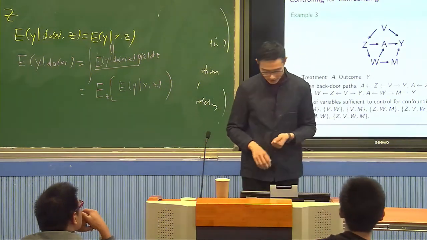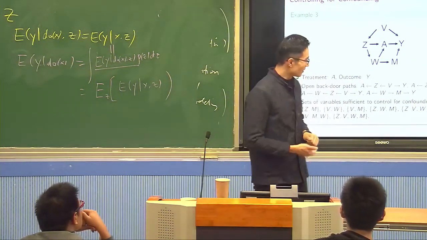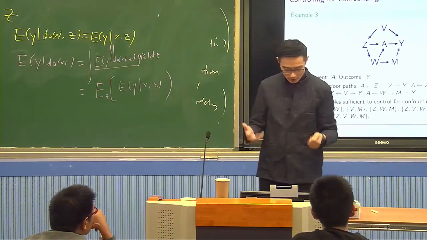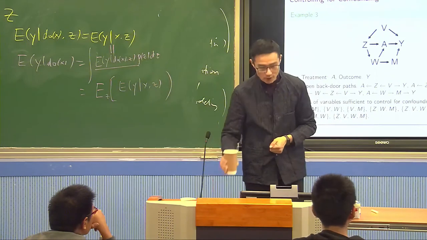Alright. I will leave this to you, okay? So I'm not going over it, but in this example there are multiple open backdoor paths, and you can think about what variables would be sufficient to block all of them.